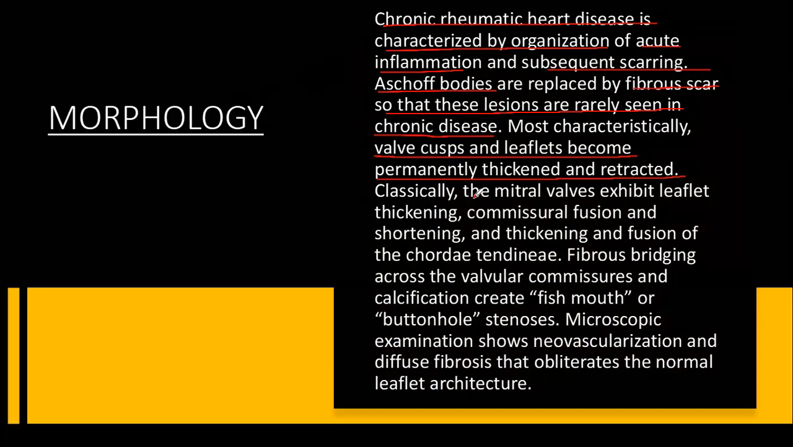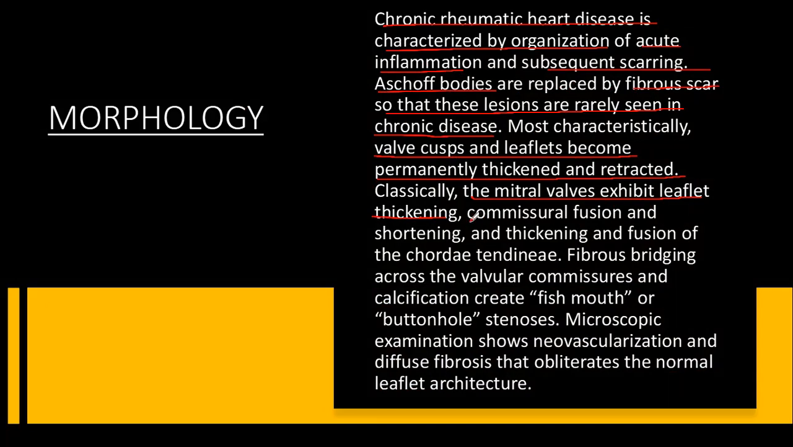The mitral valve exhibits leaflet thickening, and the valve commissures fuse, so there will be commissural fusion, with shortening and thickening and fusion of the chordae tendineae. So the chordae tendineae shorten, thicken, and become fused. I had showed you that. Fibrous bridging across the valvular commissures and calcification usually create what is known as fish mouth or buttonhole stenosis, especially of the mitral valve.